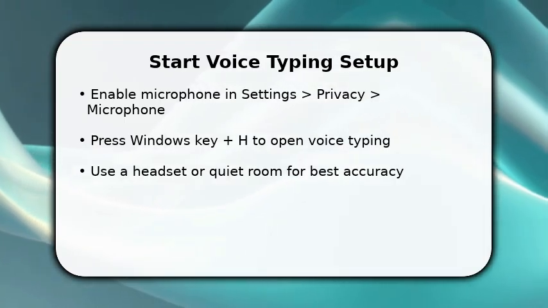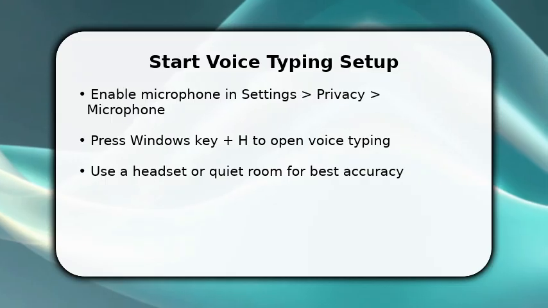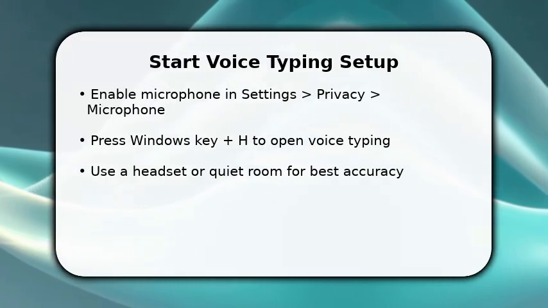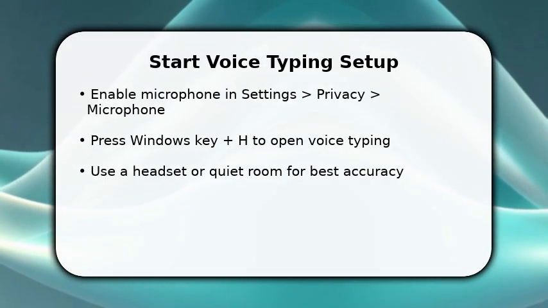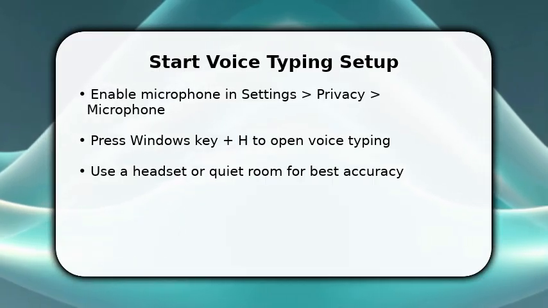Press Windows key plus H to open the voice typing bar. You'll see the status and language. Speak a short test sentence to confirm the mic is active and the system detects your voice.